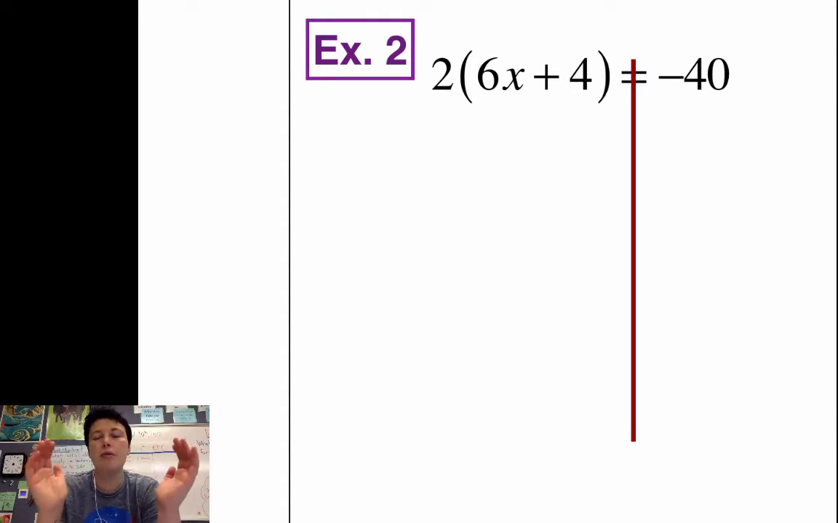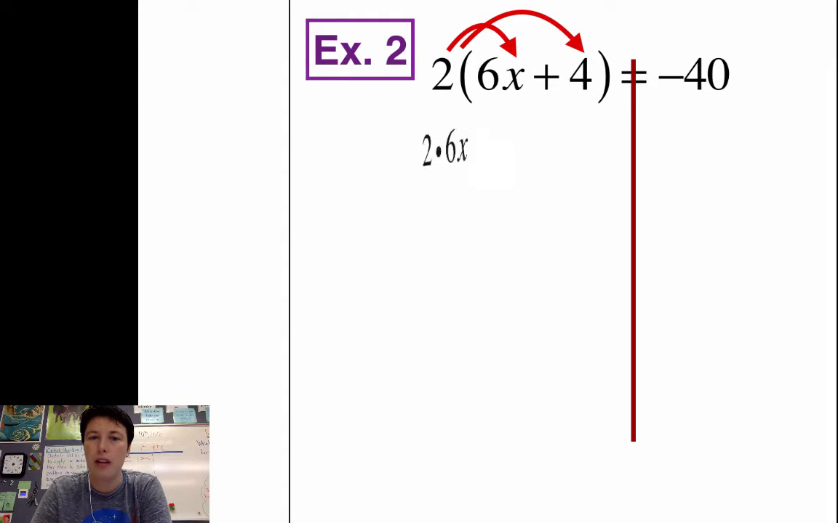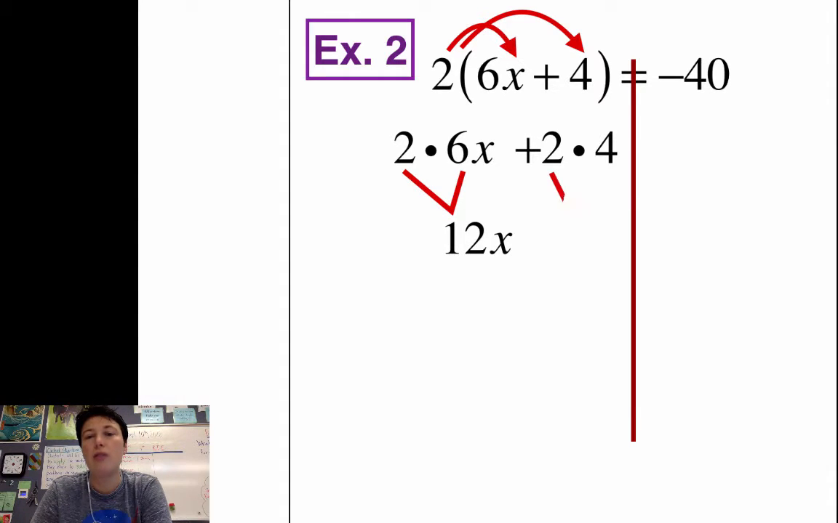But I see that parenthesis, so right away I'm like, it's distributive property, and I got to start there first. I got to distribute the 2 inside. I got to do 2 times 6x and 2 times 4. Well, 2 times 6 is 12x, and 2 times 4 is 8. So I have 12x plus 8. But what's happening on the other side? Nothing. It's just equal to -40. We haven't done anything. So we write equals -40.